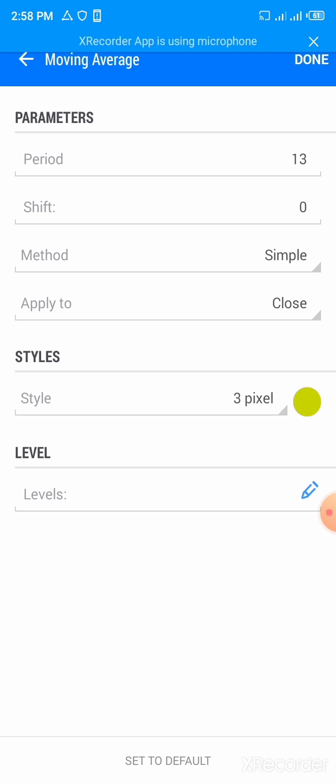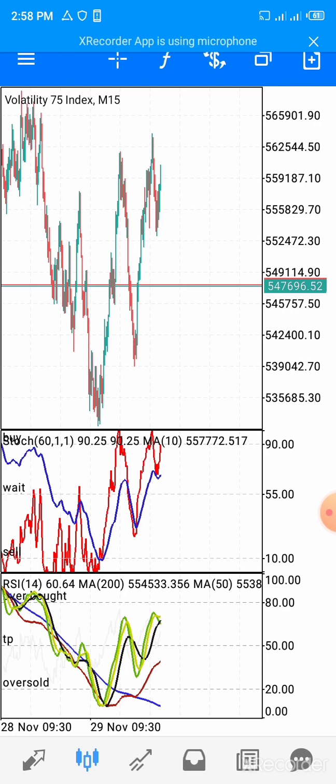This is the color. Lemon color. You click done. You see your chart will be looking like this. Now don't get confused at all. I'm going to explain it to you. Now, in this place, you see something like this.